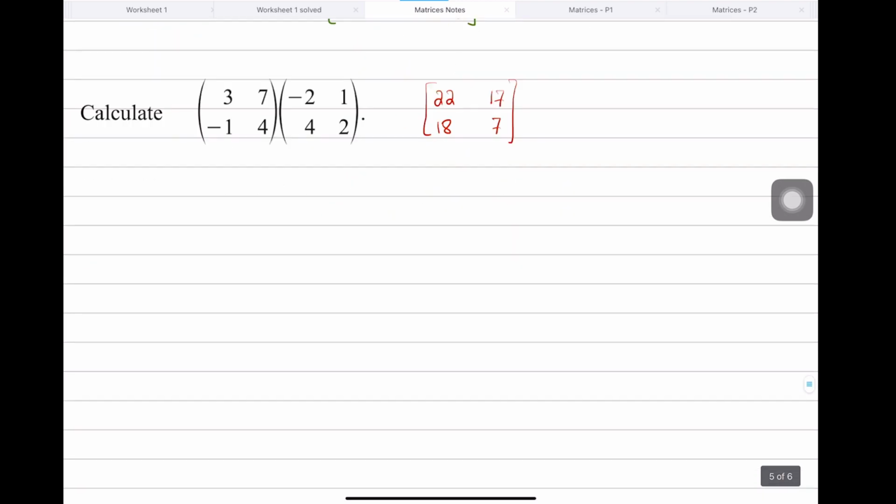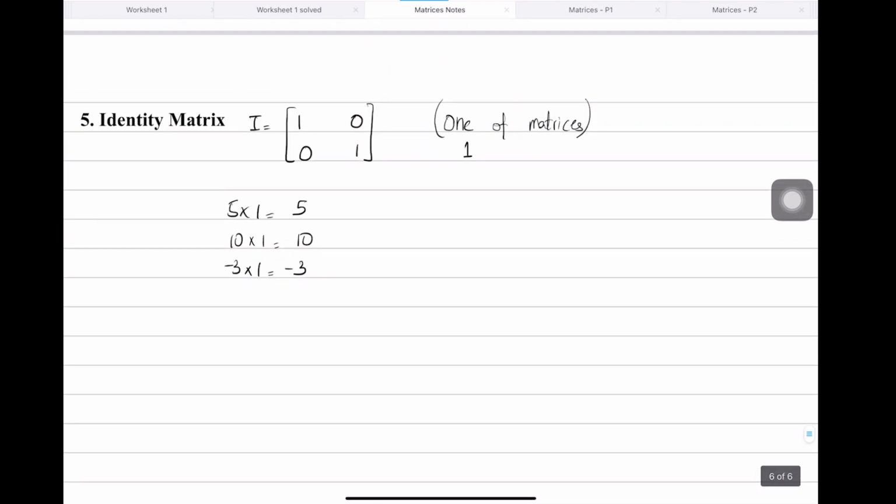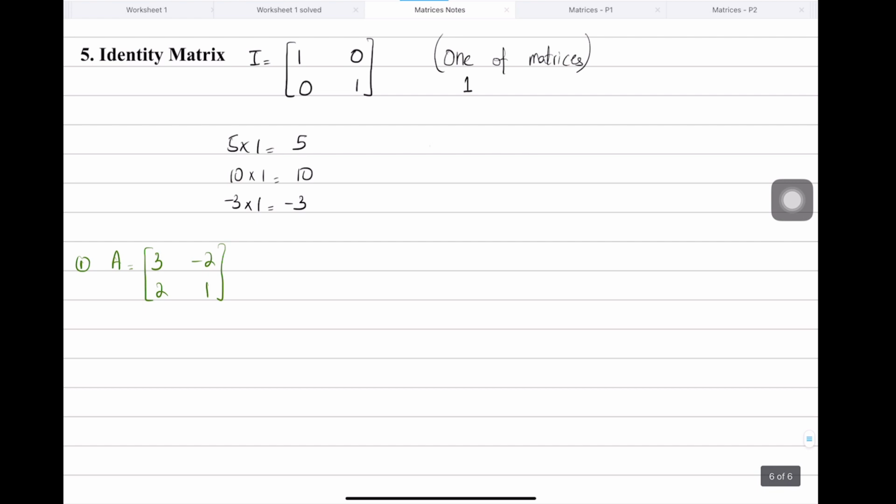Let's just write down a random 2 by 2 matrix. Let's call it A. So let's do it over here. Let's say you have A, which is 3 minus 2, 2, 1. Let's say you're asked to find AI, which means you take A and multiply it by I. So how do you do that? 3 minus 2, 2 and 1, and then you multiply it by 1, 0, 0, 1.